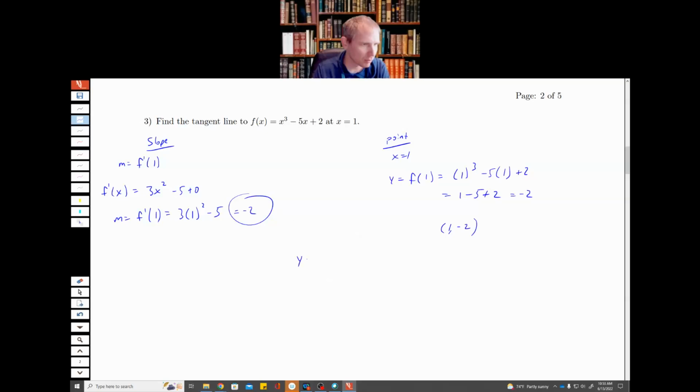Then I'm going to use the point slope form of the line. y minus y1 equals m times x minus x1. So y minus negative 2 equals negative 2 times x minus 1. Distribute my negative 2. I have minus a negative. That happened twice. And now I subtract 2 from both sides. So I get y equals negative 2x.